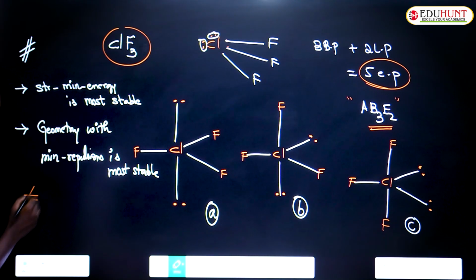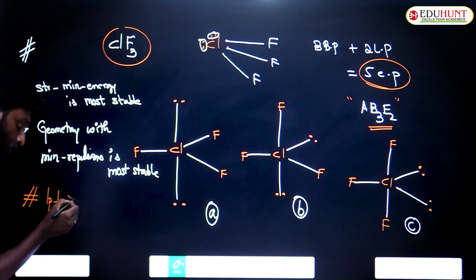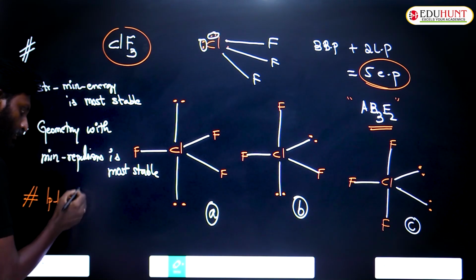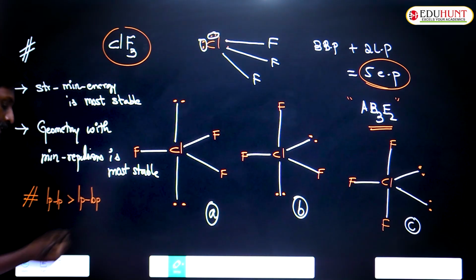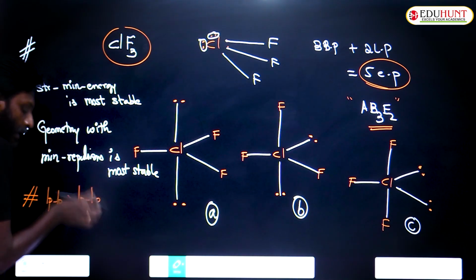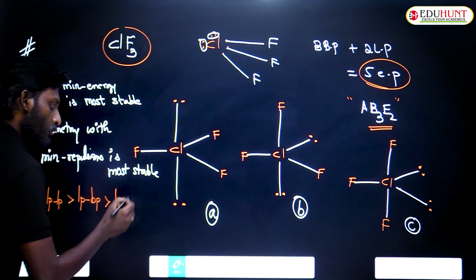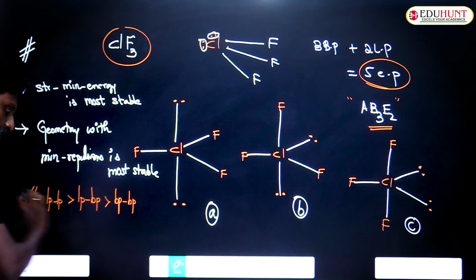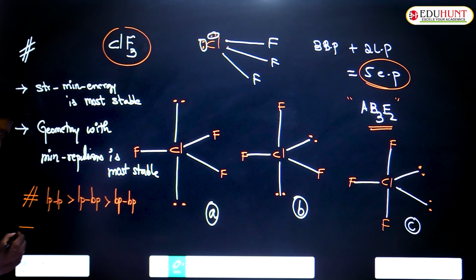Here are two important points. The repulsion between lone pair and lone pair is going to be more than the repulsion between a lone pair and bond pair. And the repulsion between lone pair and bond pair is going to be more than the repulsion between two bond pairs. Keep that in mind. This was given in the VSEPR theory postulate only.